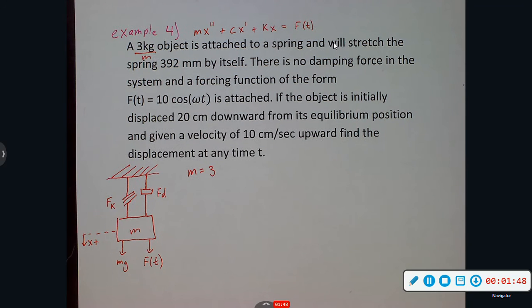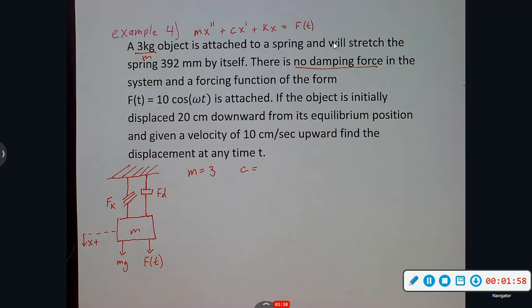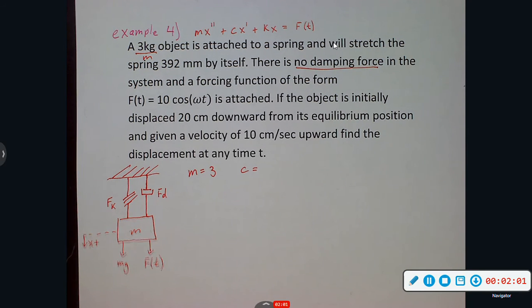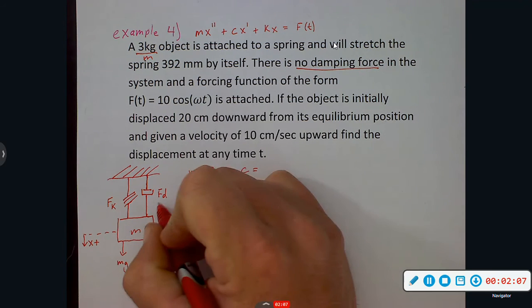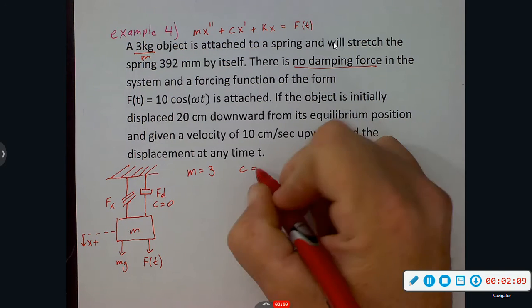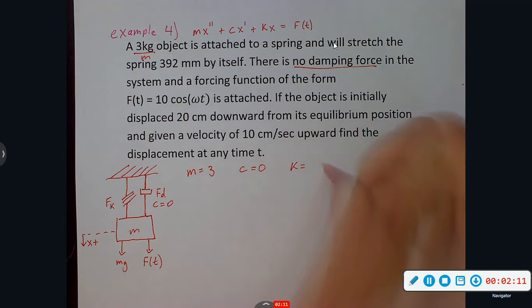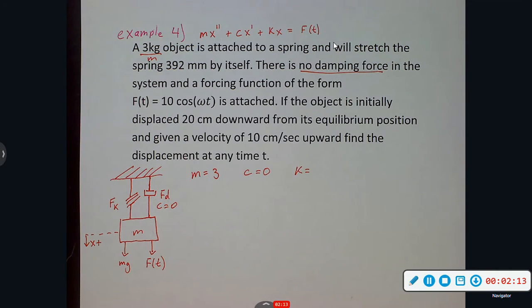All right, so next thing we want to do is find, if I'm just going to go in order, M, C, K. Let's try C next. Where would C come from? C is associated with the damping force. We usually write F of D equation. We don't need to do that. We know C is 0 when there's no damping force. In order next, we'd have K. So we want to find K.